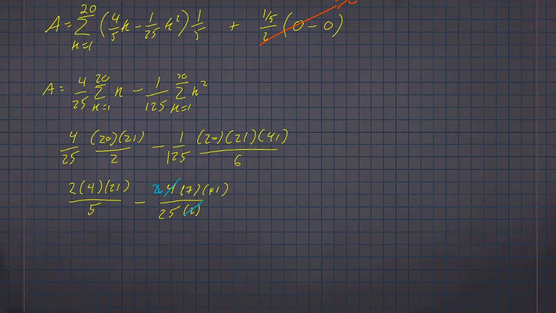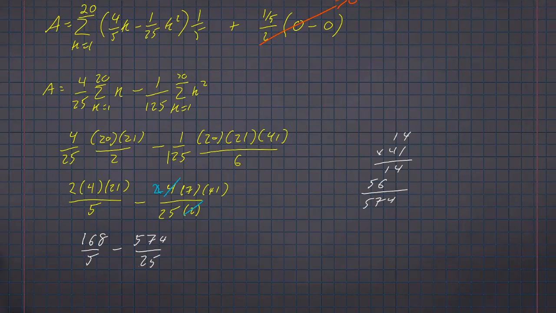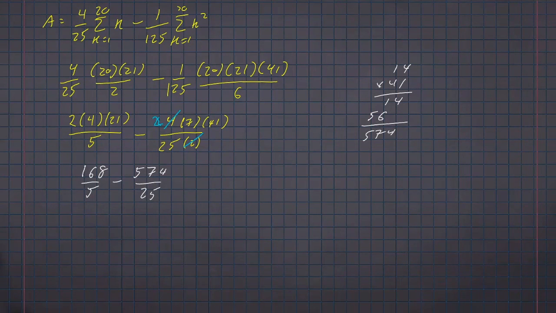And let's see, 2 times 4 is 8. 8 times 21 is 168. 2 times 7 is 14. 14 times 41 is 574. I guess we can get a common denominator by multiplying 168 over 5, top and bottom, by 5. That'll be 840.